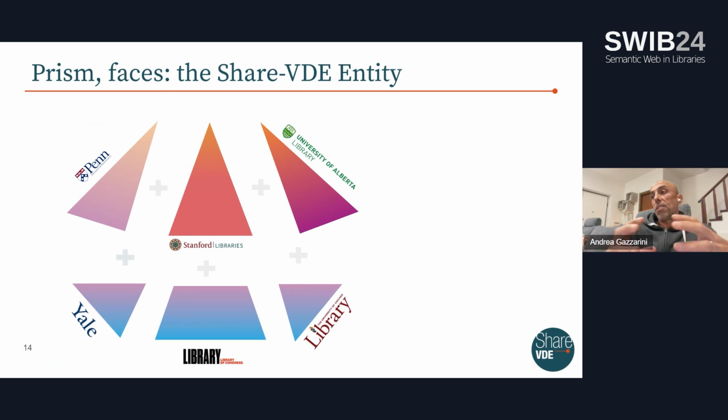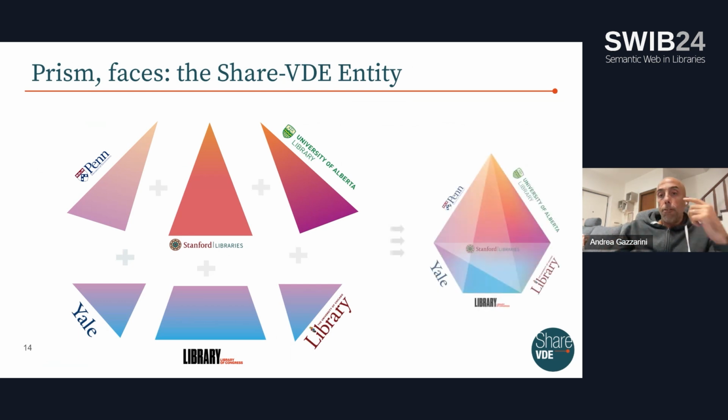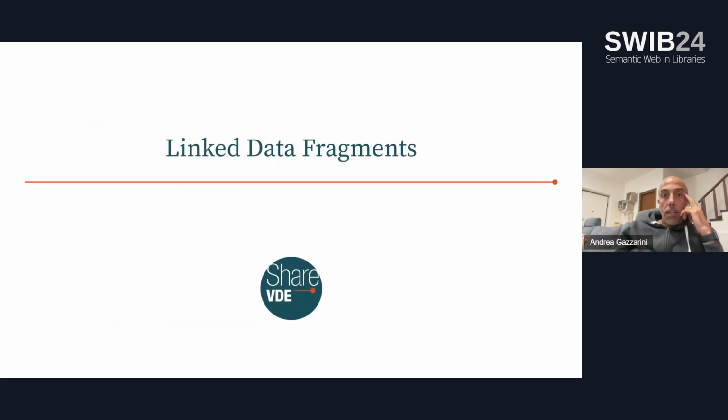So it sums up everything, assigns to that group a URI, and forms what we call the prism. We like this analogy because a Share-VDE entity is an aggregation of several things, but at any moment we are able to separate the phases. We always retain the provenance of each attribute in the knowledge base.